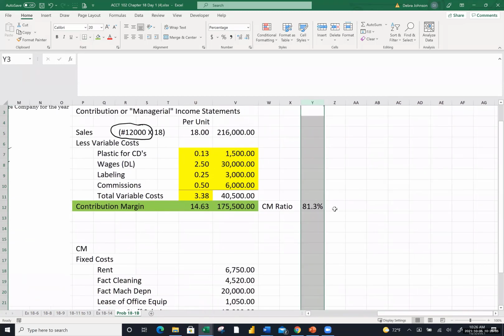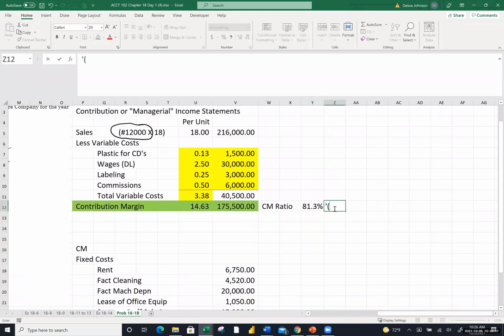The way I came up with that, for your notes, is by taking the contribution margin of 175,500 and dividing by the sales of 216,000. Or you could have done the same thing with the per unit data. You could have taken 14.63 divided by 18,000. What the heck does that mean?